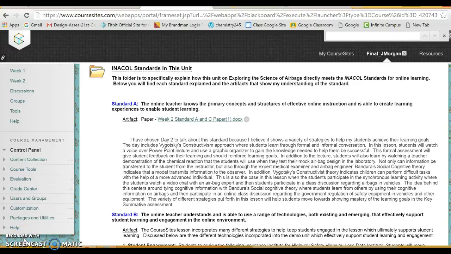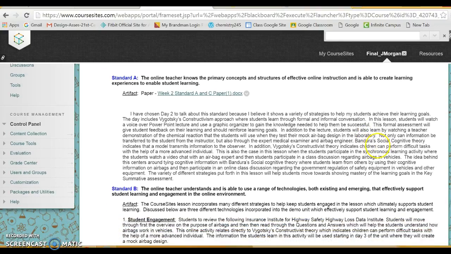I am in the Hidden Resources folder of my Core Sites unit, and I am specifically going to talk about how this unit incorporates the 11 iNACOL standards. So I'm going to start out right with Standard A, where the online teacher knows the primary concepts and structures of effective online instruction and is able to create learning experiences to enable student learning.